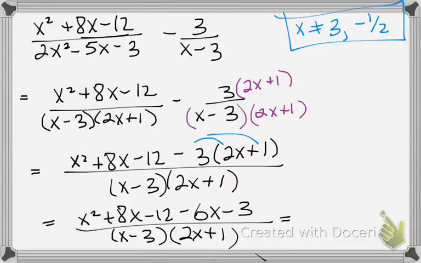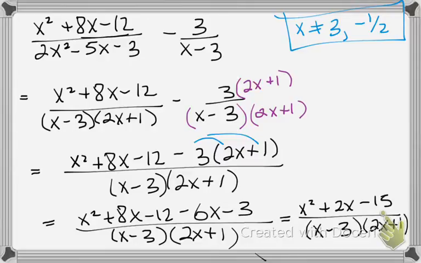Okay, we're going to gather like terms here. So x squared doesn't have anything to be added to. 8x minus 6x is 2x, and 12 minus 3 is negative 15. Or negative 12 minus negative 3, I should say. Okay, we're not quite done yet. We need to check to see if we can factor or common factor our new numerator here. It may help us cancel something in the bottom.